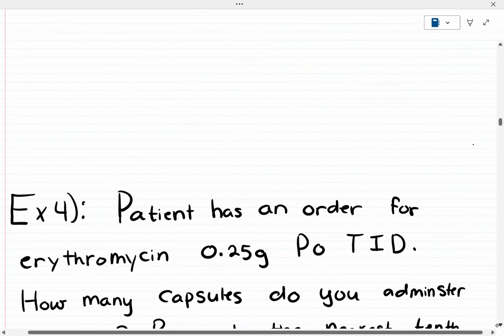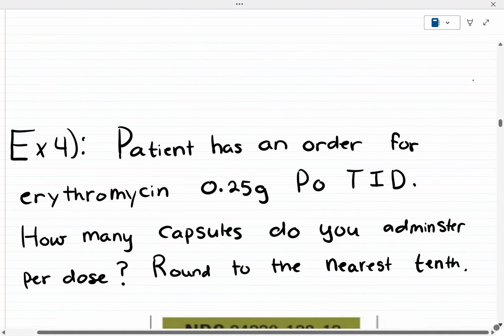Okay, example 4. So a patient has an order for, I can't say this word, but I'll try my best, erythromycin of 0.25 grams PO TID. You hear that TID, that means I believe 3 times a day.